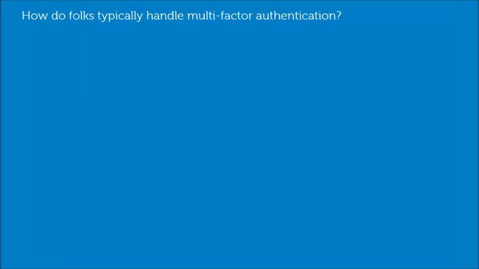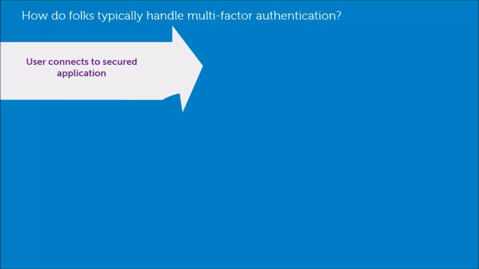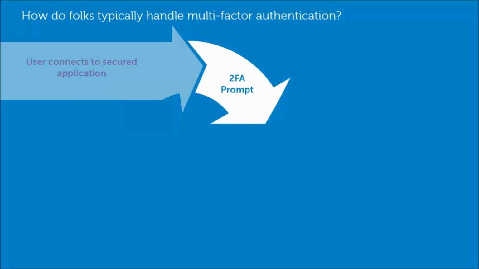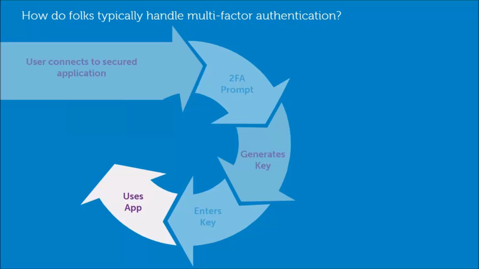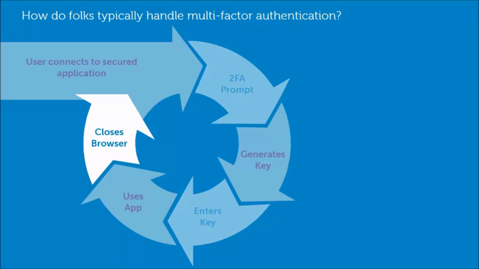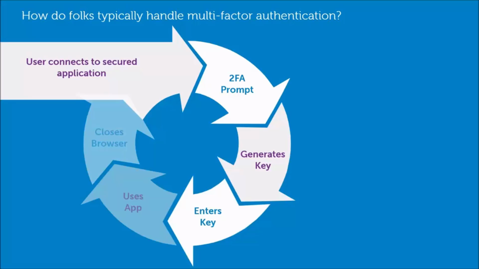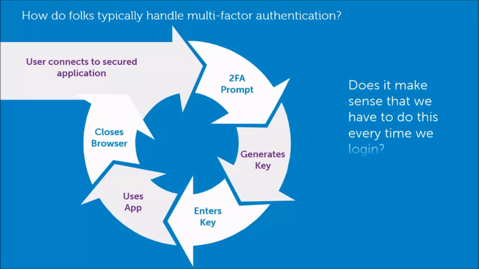So how do people typically handle multi-factor authentication? Well, again, let's look at a really traditional scenario. A user connects to a secured application, they're given the two-factor prompt, they generate a key, they enter the key, they use the app. They close their browser, they go access the secured application again, they're given a two-factor authentication prompt, they generate a key, they enter the key, they use the app, they close the browser. And this basically continues over and over and over again every single time someone tries to connect to that secured app. And what we're asking is, is it necessary that we have to do this every time? And a lot of our users don't think so.